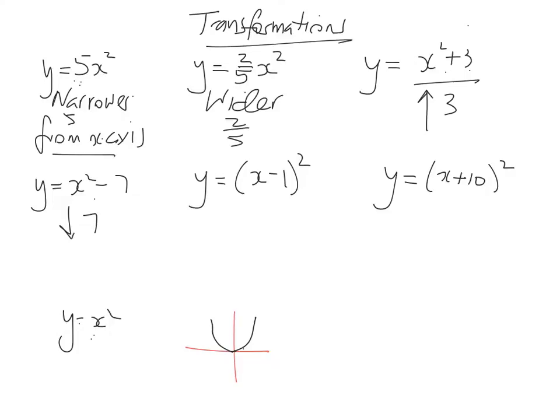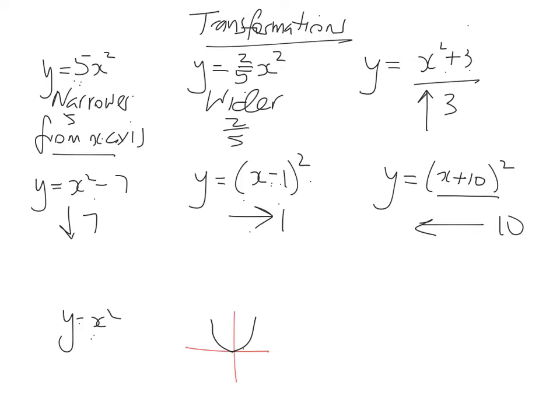This thing here, if we've got x minus 1 all squared, that gets moved to the right by 1. So if this is negative, it's moved to the right. If it's positive, it gets moved to the left. Having a look at the next one, x plus 10 all squared, well, that moves to the left, and it does that 10 units.